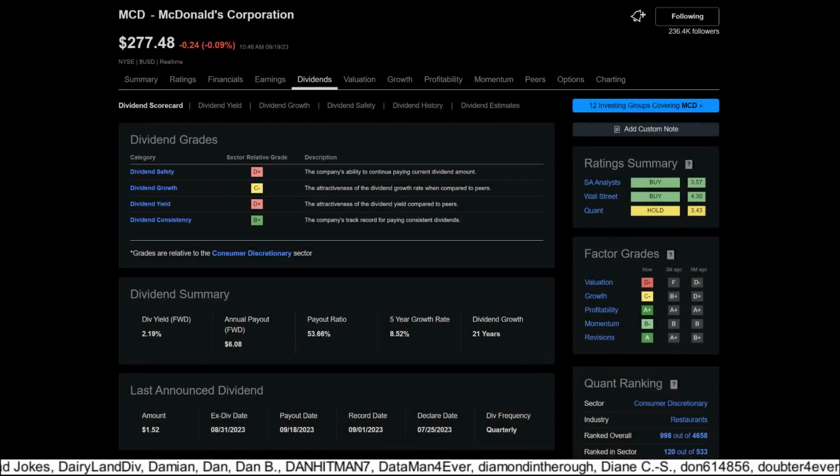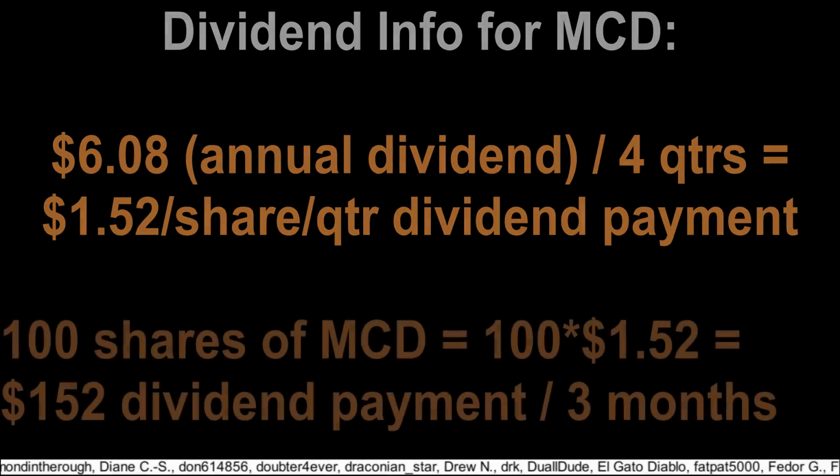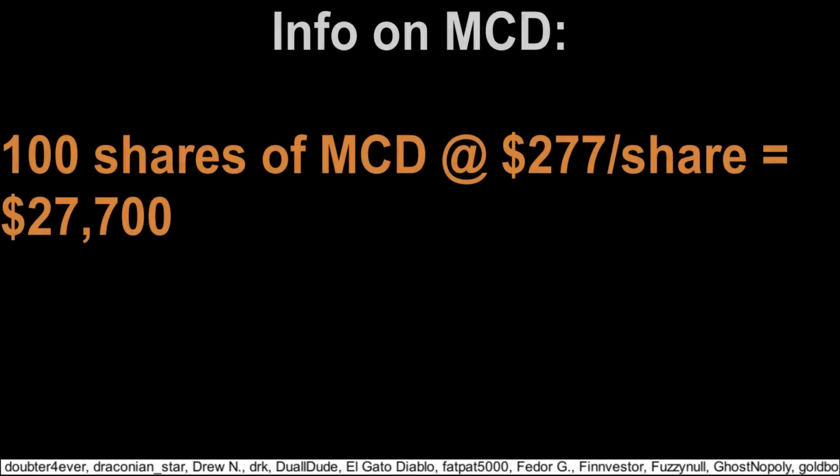If McDonald's pays out $6.08 per share per year, and we see that their dividend frequency is quarterly, then that means they pay out $6.08 divided by the 4 quarters, which means they pay out $1.52 per share per quarter. That means that if you had 100 shares of McDonald's, then they would pay you $152 every 3 months. 100 shares of McDonald's would be worth almost 28 grand.